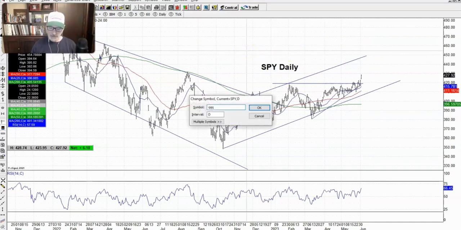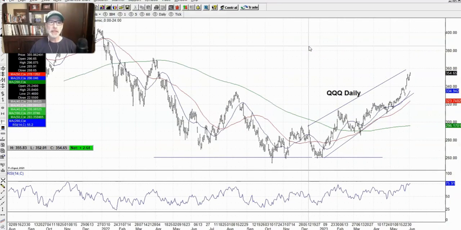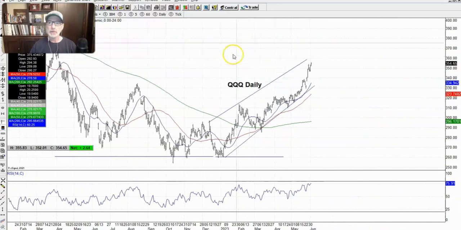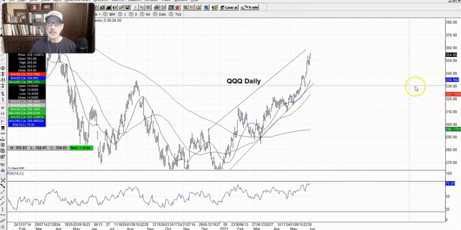Let's look at the NASDAQ here. We use the triple Qs, and the NASDAQ's been the strongest of the three major indexes. You got the NASDAQ, the Dow, and the S&P 500. Now the NASDAQ, you can see we had this channel that was drawn from prior. We had the support right around 260, and it's moving towards the upper edge of the channel here.